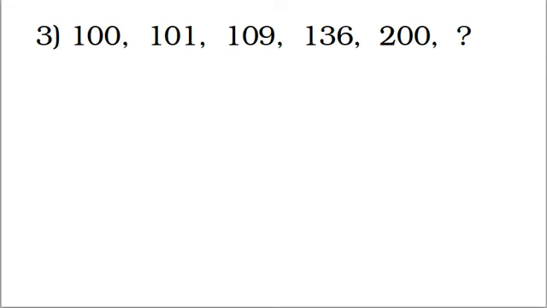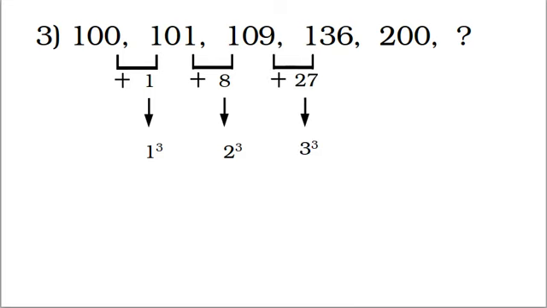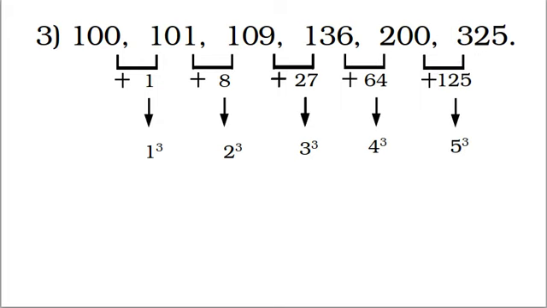100 and 101. Difference between these two is 1. Let me write it as 1 cube. Difference between 101 and 109 is 8. Let us say plus 2 cube. 109 plus 3 cube. 136 plus 4 cube. So 200 plus 125 gives your answer, and it's 325. Now let us move on to the next question.